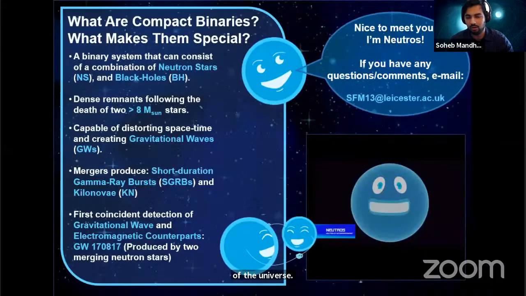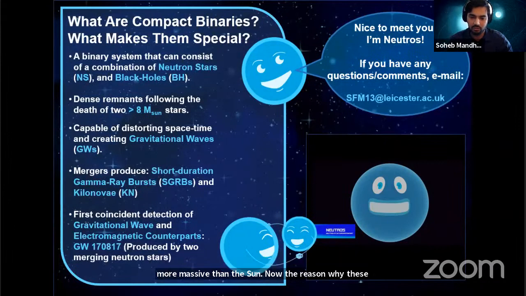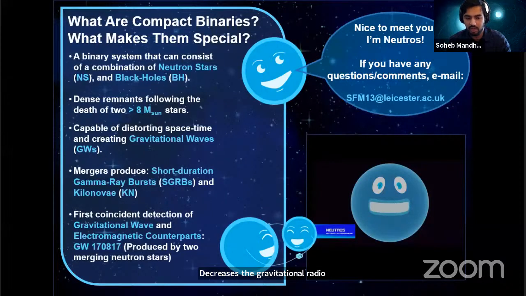So to start off with, what are compact binaries? When I talk about compact binaries, I'm referring to a system formed of 2 dense objects, such as a neutron star or black hole, which follow the death of 2 massive stars that are at least 8 times more massive than the sun. Now, the reason why these systems are interesting is that over time, on the scale of tens of millions to billions of years, the separation of the 2 objects will eventually decrease. And as the separation decreases, they emit gravitational radiation in the form of gravitational waves. So these are perturbations in space-time following the inward orbit of these binaries.